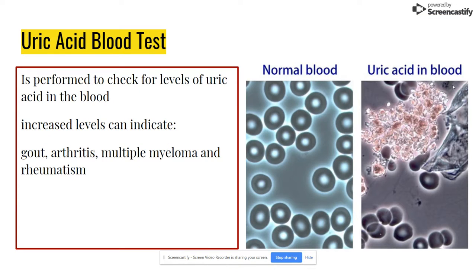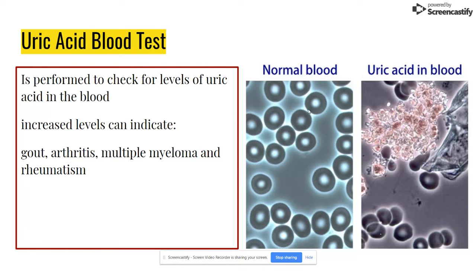Okay, so we've already talked about gout, and a uric acid blood test is going to really be a good way to test for gout. This is going to check the levels of uric acid in our blood. We are going to have uric acid in our blood most of the time, but when it's increased, that can indicate that we have gout, some arthritis, multiple myeloma, and rheumatism. I really want you to associate uric acid with gout, not necessarily the other ones just yet, just really focus on gout.